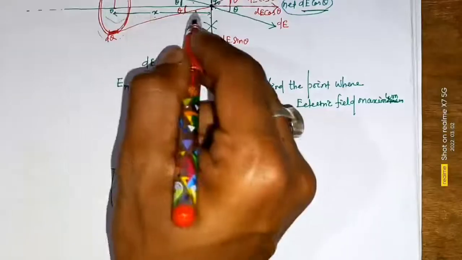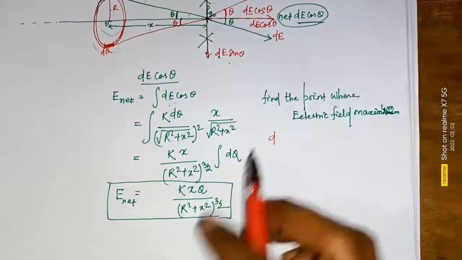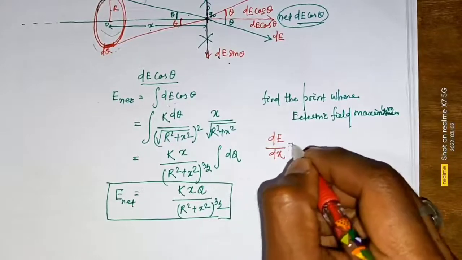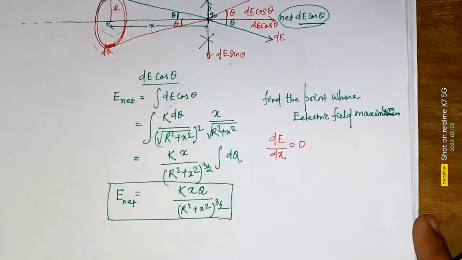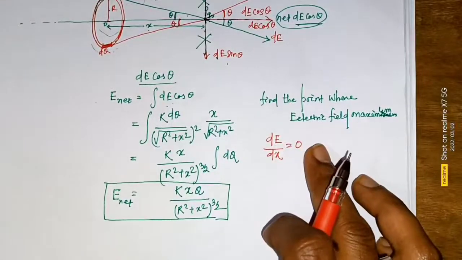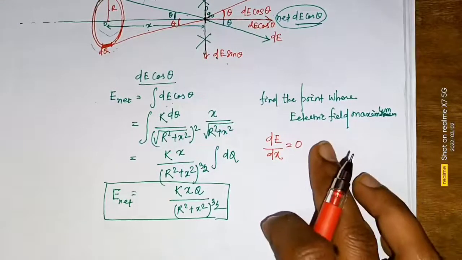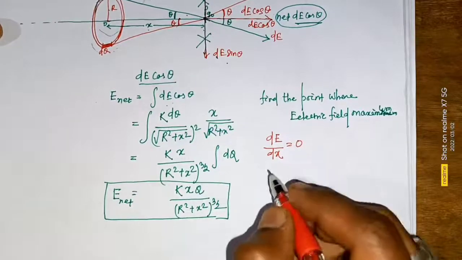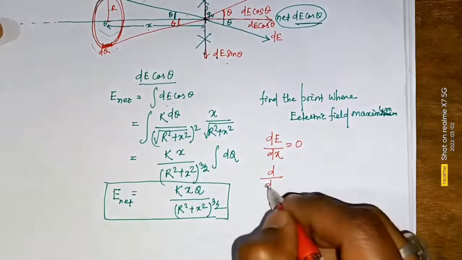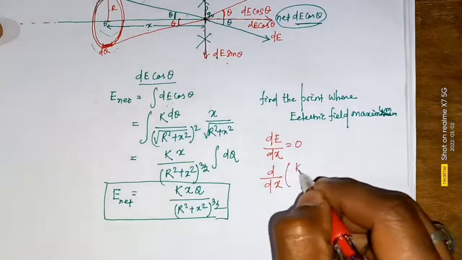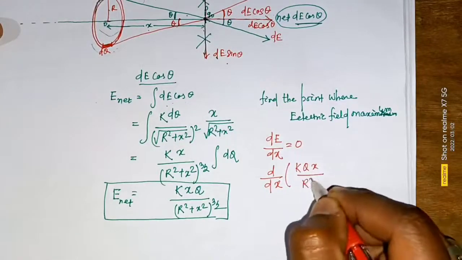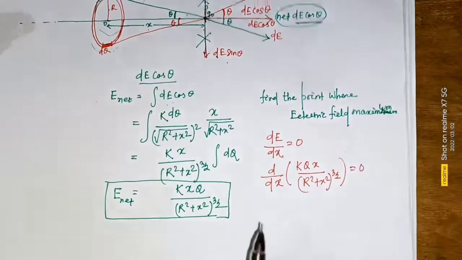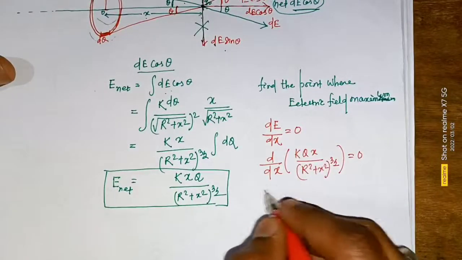So here x is the variable. This question is asking for maxima or minima, so I'll think like that: d upon dx equals 0. Making it equal to 0, I'll get the point where the electric field is maximum. Look at this point, do the derivative with respect to x. Kqx upon (r square plus x square) whole to the power 3 by 2 equals 0.